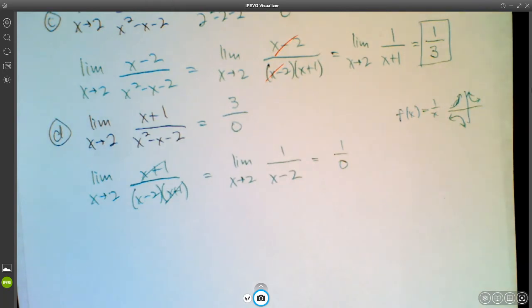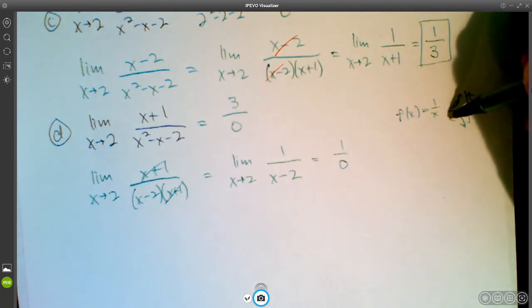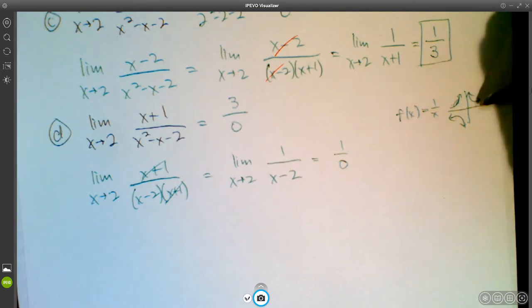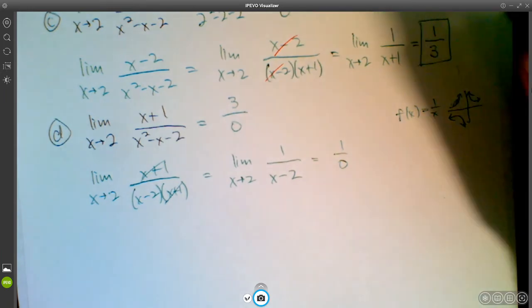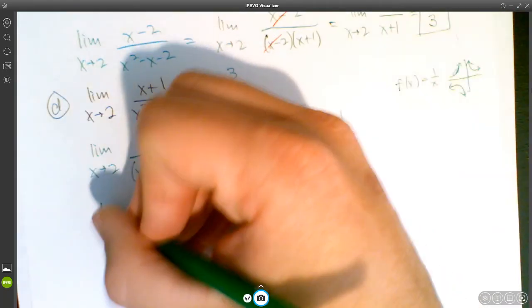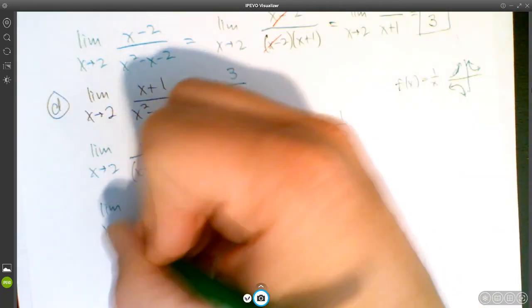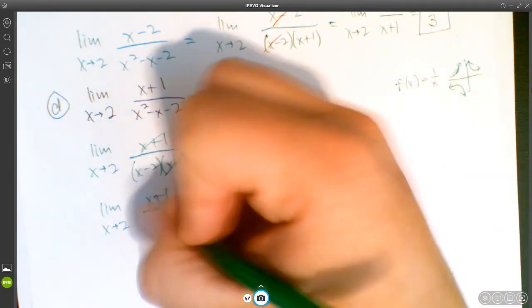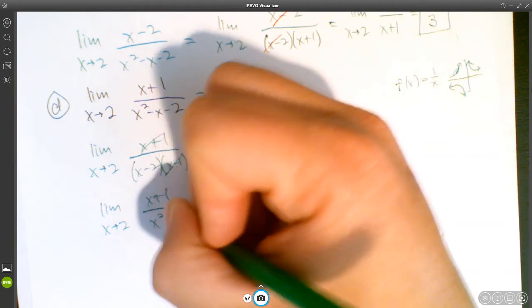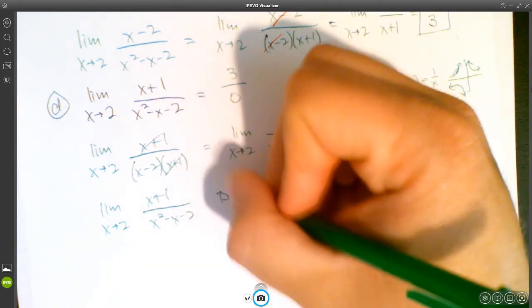Okay, that's what 1 over x looks like. So you're going to be approaching negative infinity from the left and positive infinity from the right. That's what's going on here. So we're just going to say the limit as x approaches 2 of (x + 1) over (x squared minus x minus 2) does not exist.